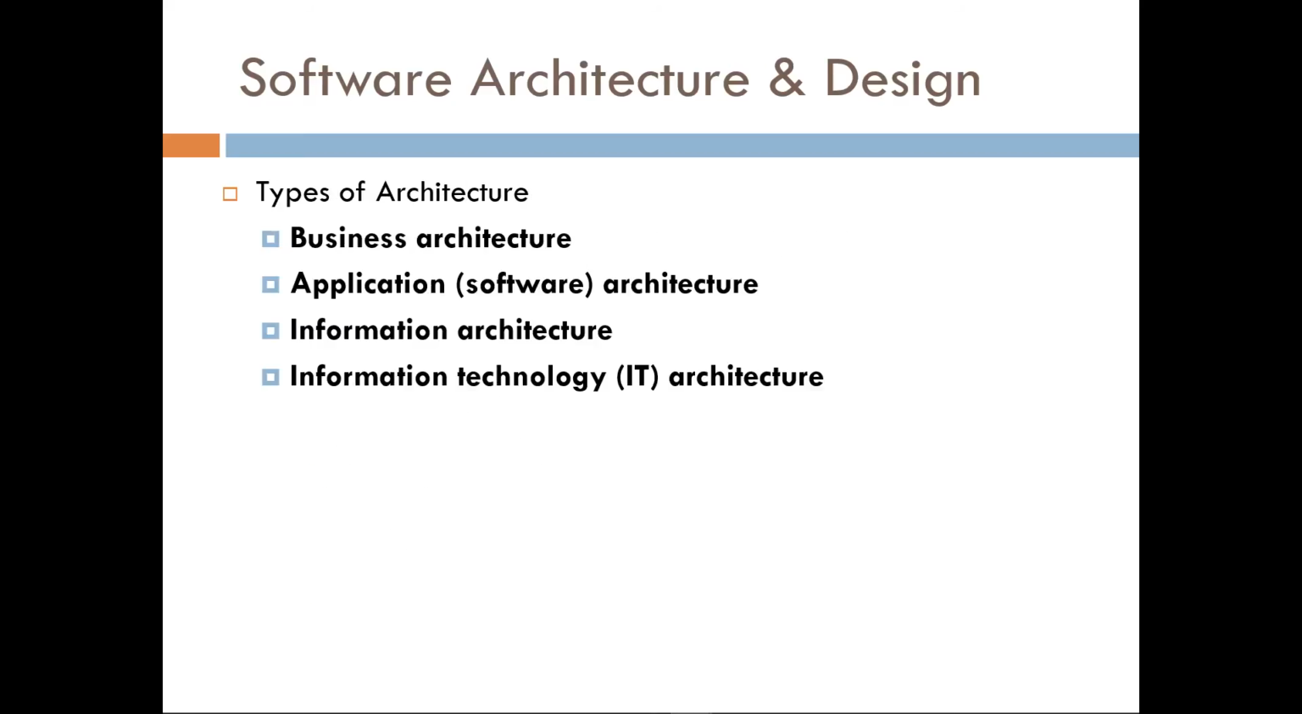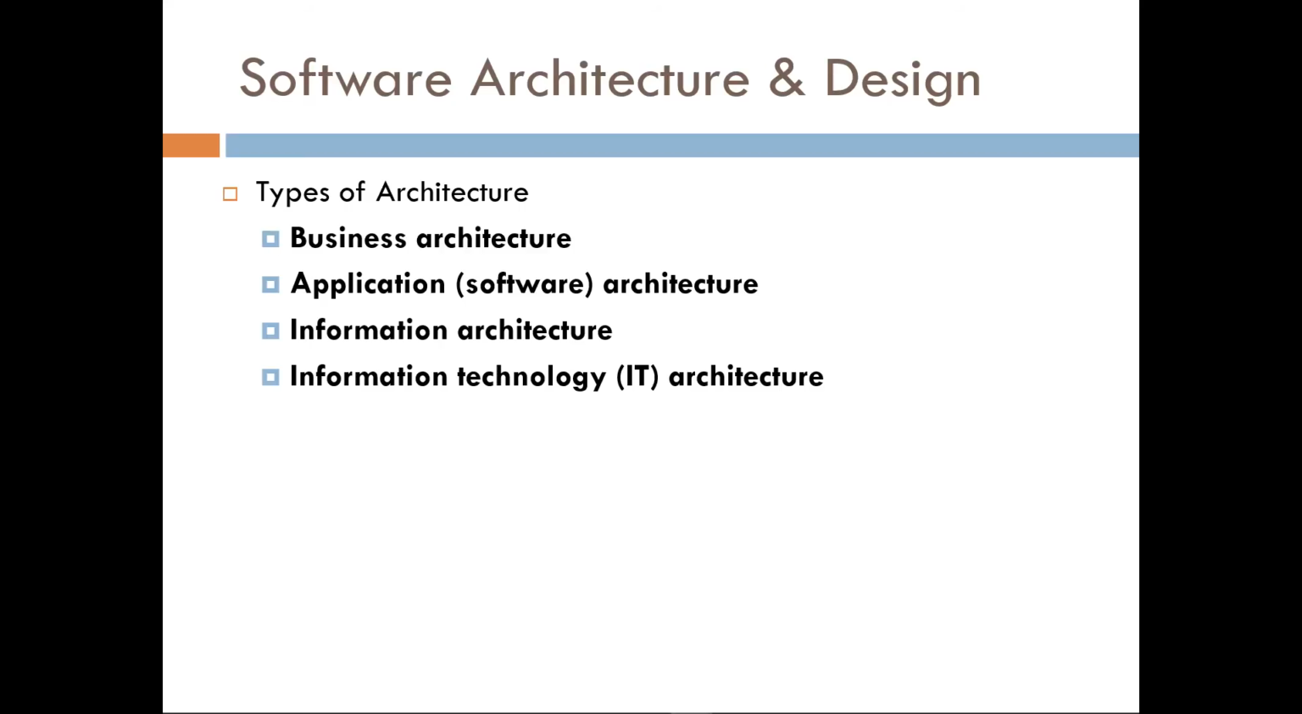Let's look at some types of architecture. There's the business architecture, which defines the strategy of business, governance, organization, and key business processes within an enterprise and focuses on the analysis and design of business processes. Then there's the application software architecture, which serves as the blueprint for individual application systems, their interactions, and their relationships to the business processes of the organization.